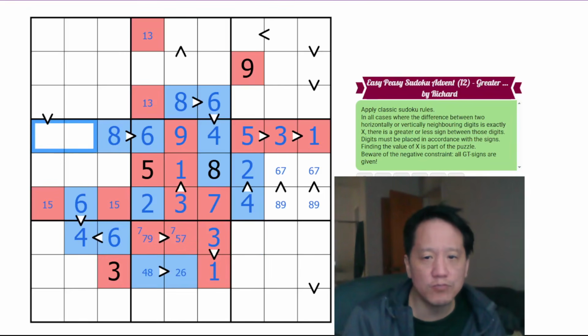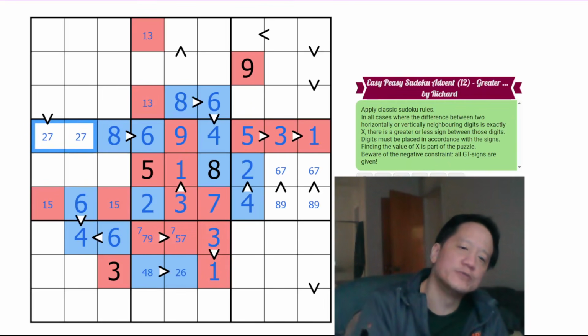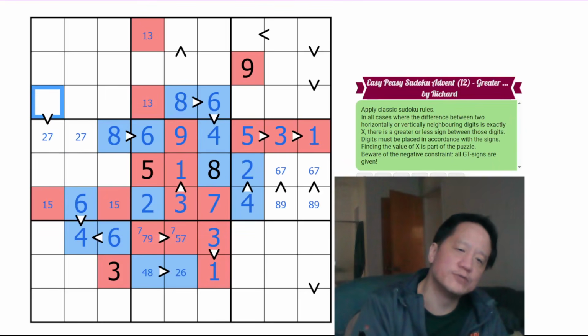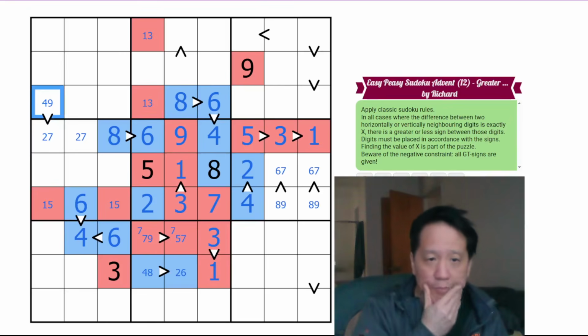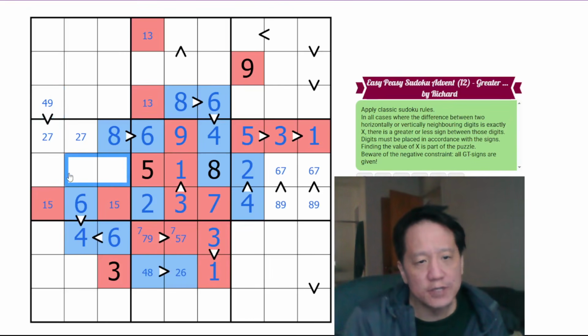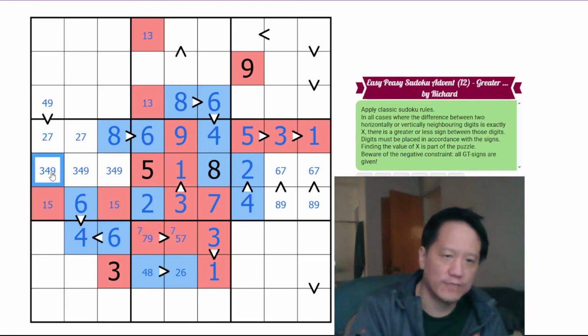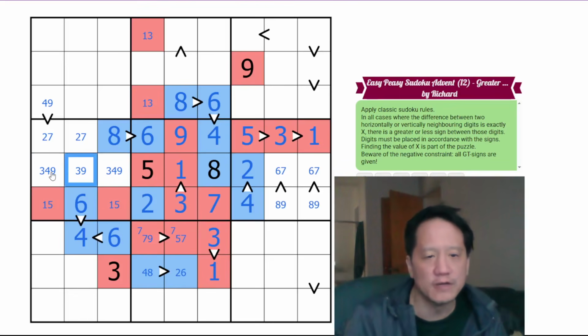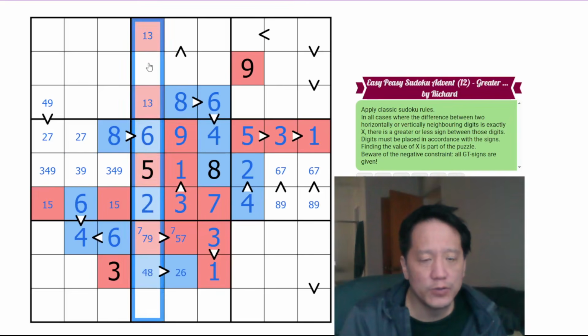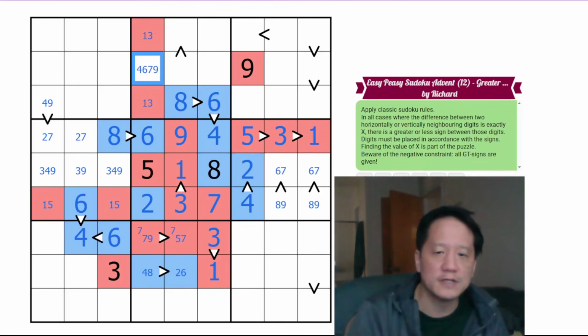Okay, remaining digits in row 4 are 2 and 7. So to be 2 away from 2 or 7 must be 4 or 9 here. Remaining digits in row 5 are 3, 4, and 9. 4 cannot be next to the 6. That's all we have. Remaining digits in column 4: 4, 7, 8, 9. Not 6. 4, 7, and this can't be 8 or 9 because 8 in the box and 9 in the row.